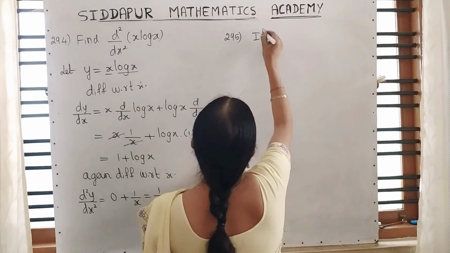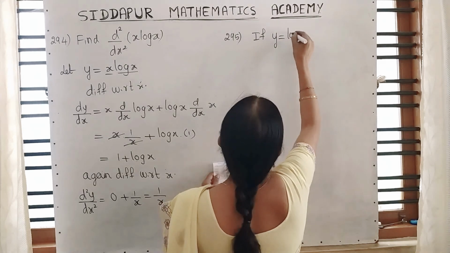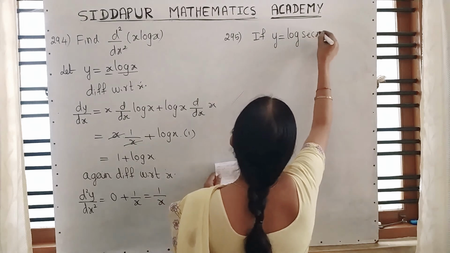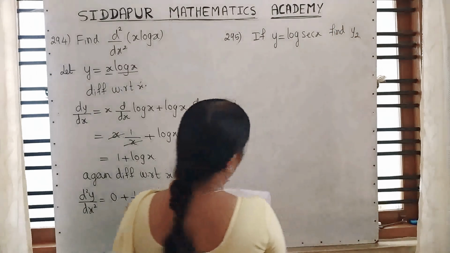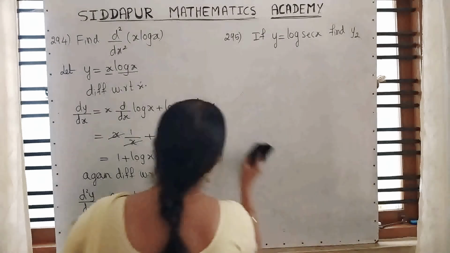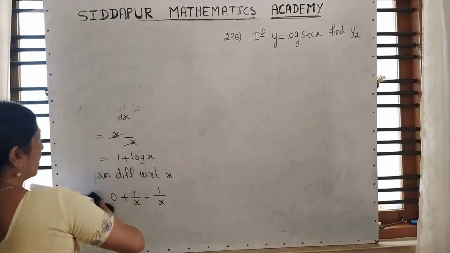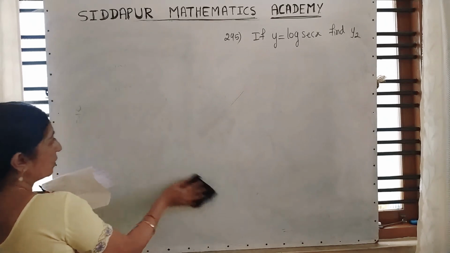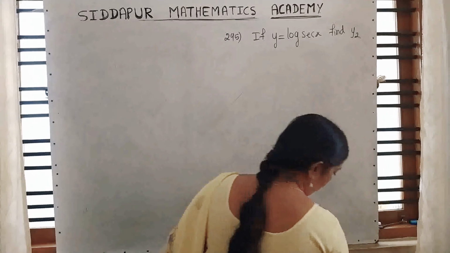If y is equal to log of sec x, find y2. As you know that y2 is nothing but second order derivative. We have to find the second order derivative. In every question the asking way is different, but the concept is the same.